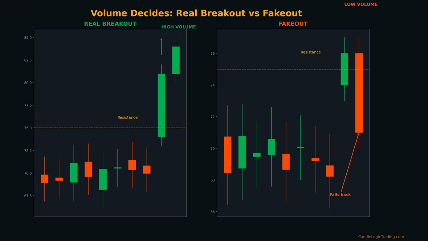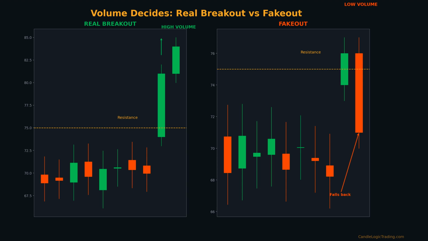Here is the rule. Never trust a breakout on low volume, period. If the stock pushes above resistance and the volume bar is not significantly above average, do not chase it. Wait. Either the volume will come in the next day or two, confirming the breakout, or the stock will fall back below the level, confirming it was a fakeout. Patience here saves you from the single most common trap in trading, and this applies equally to breakdowns.